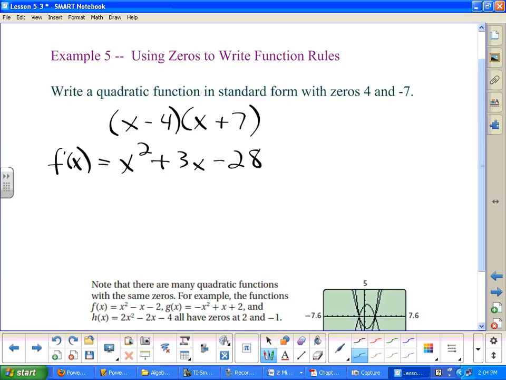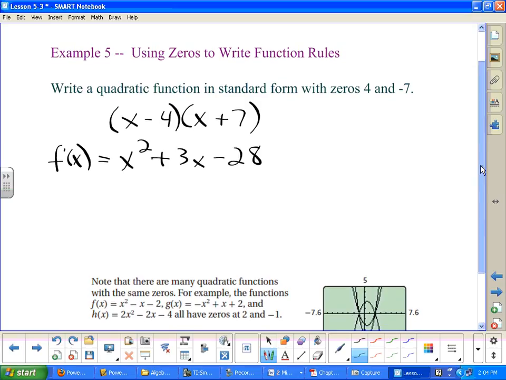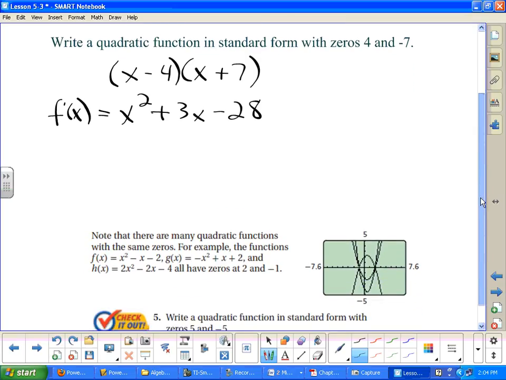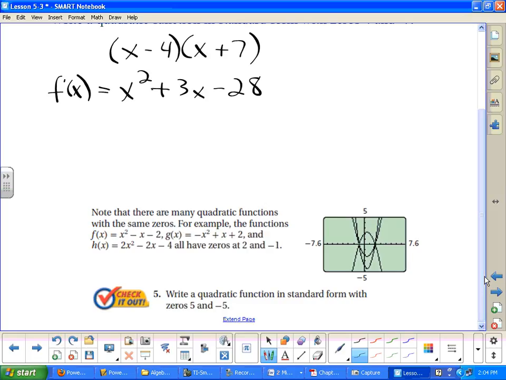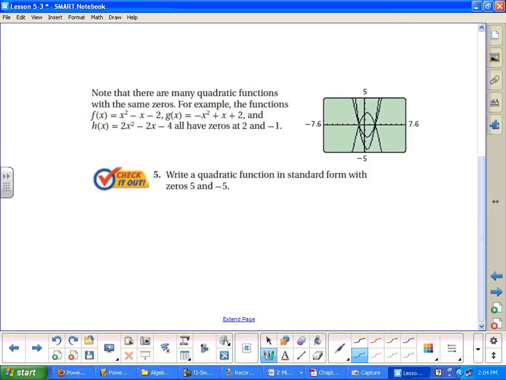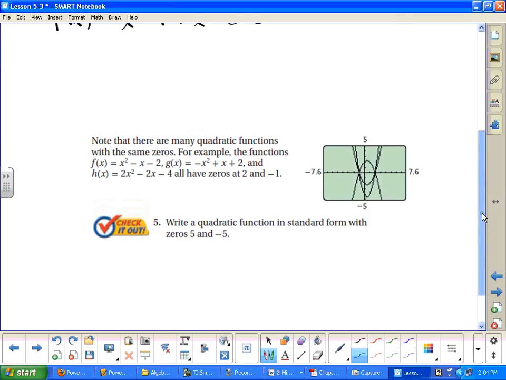We're just going to put it in the simplest form. If you look at this graph down here, there are many functions that could have the same zeros, but we're just going to look at the most basic form, like we have right here: x squared plus 3x minus 28. But there are many answers that would work. So what's the standard form for the quadratic function with 5 and negative 5 as zeros?